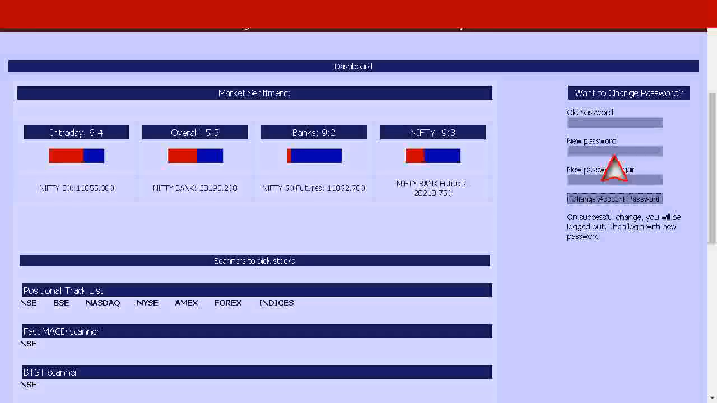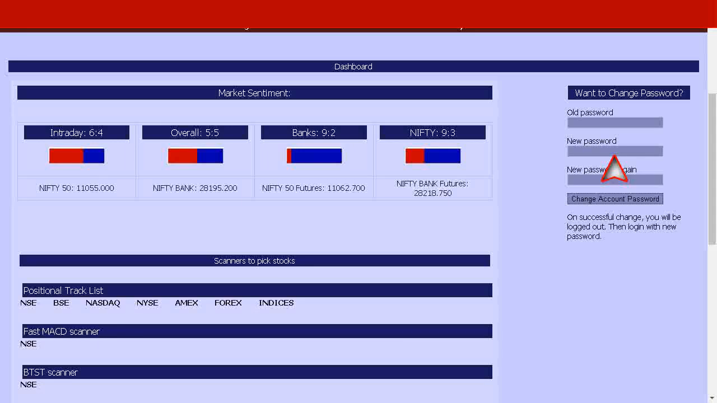As you can see here, it is showing you market sentiment, intraday sentiment, overall sentiment, Nifty sentiment, Bank Nifty sentiment. It is showing you all this kind of sentiment. Now I am making this video on Monday evening. The market has already closed, and the market closed on a negative view.